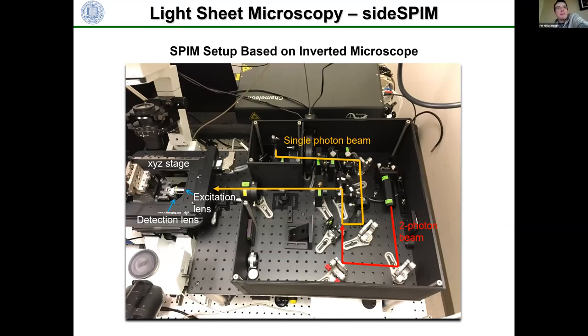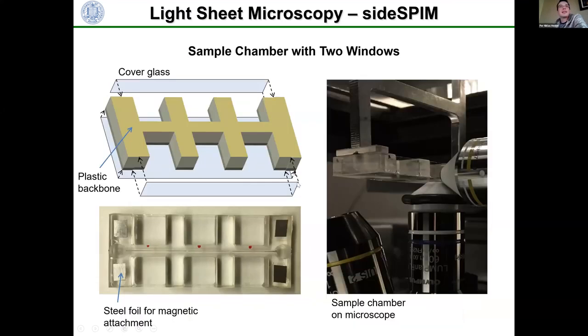So for this, we implemented light sheet illumination on a conventional inverted microscope, which you can see here on the left. You see the X by Z stage, the detection lens from the bottom, and then all the components to generate the sheet of light were assembled on this optical breadboard on the side. So we have a single photon excitation. We also have a 2-photon beam, and then again we implemented using the Galvo scanner to generate the sheet of light.